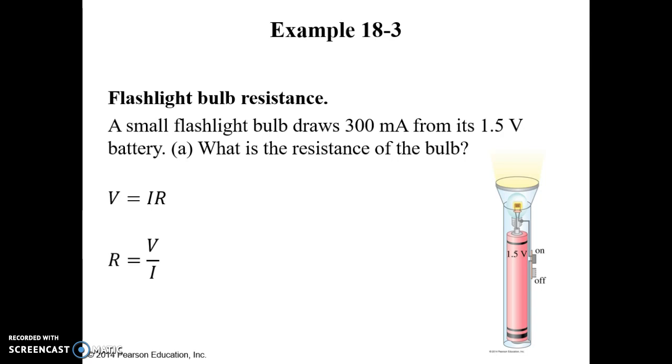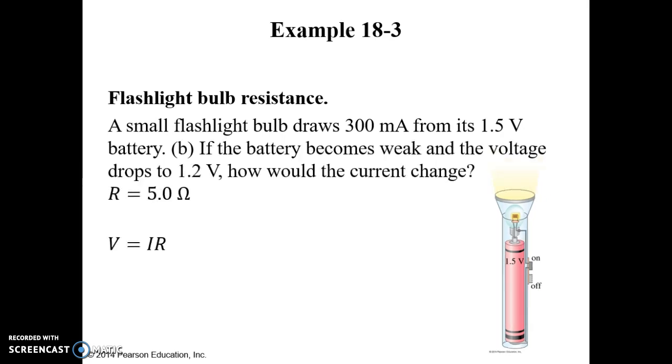Rearrange the equation to solve for resistance, and plug and chug to get 5 ohms of resistance in the light bulb. Notice how I changed milliamps to amps for current. And the last thing to note is that light bulbs act like resistors.